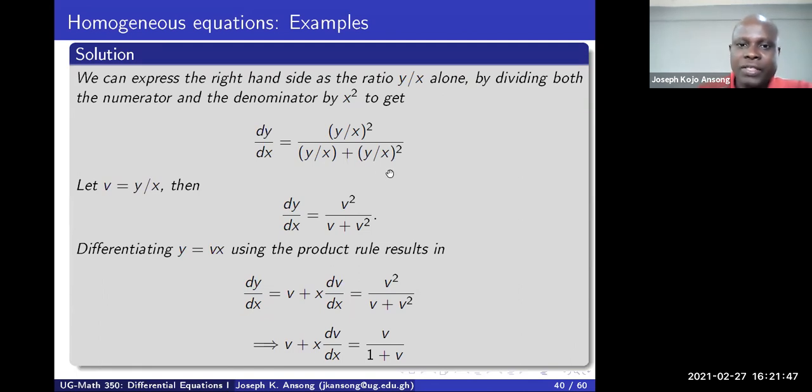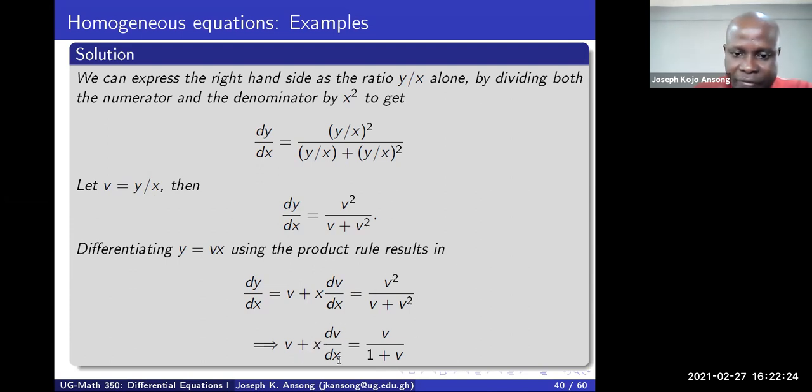Now that you have it in this homogeneous form, you make a substitution for y over x. So let v be y over x, which means that wherever I see y over x, I replace it with v. So I have v squared over v plus v squared. Once again, because v is equal to y over x, it means y is v times x, and then I can use the product rule to differentiate this. So from here, dy/dx is equal to v plus x dv/dx, and that is equal to this. This is also dy/dx, so I equate them.